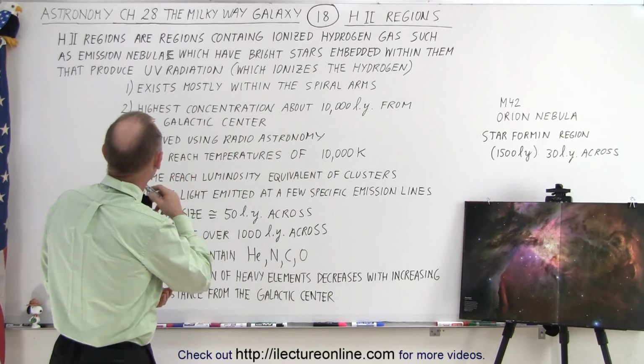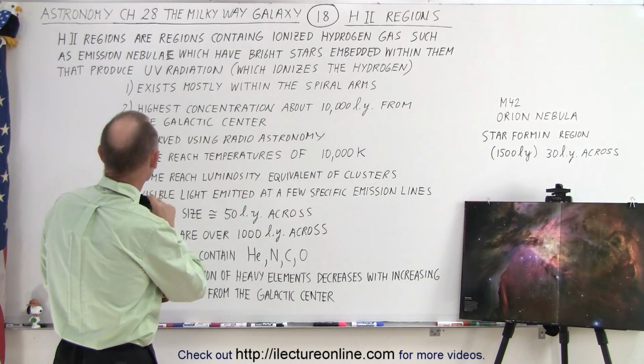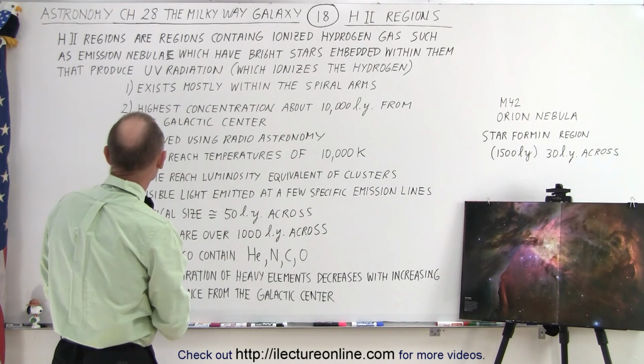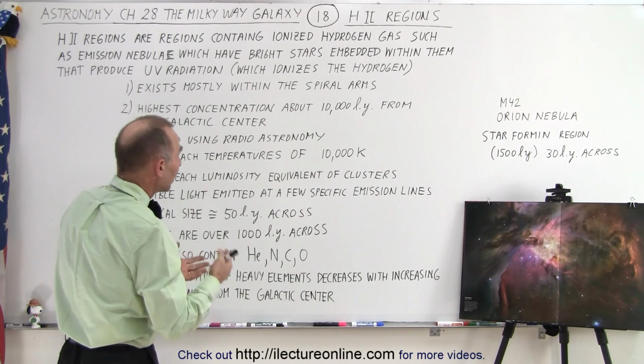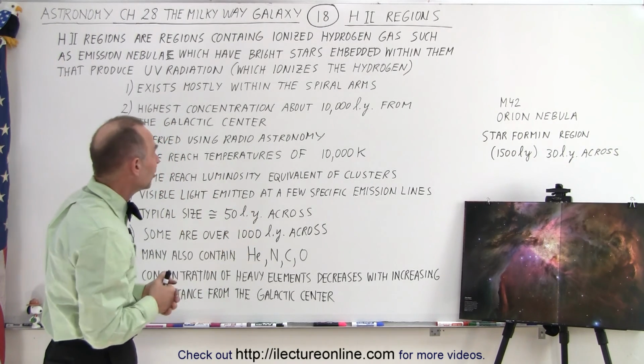H II regions are regions containing ionized hydrogen gas, such as emission nebulas, which have bright stars embedded within them that produce UV radiation, which ionizes the hydrogen within the nebula. So that's basically the definition.